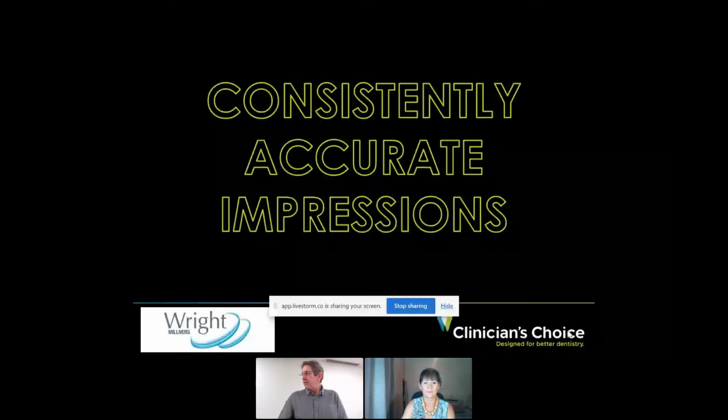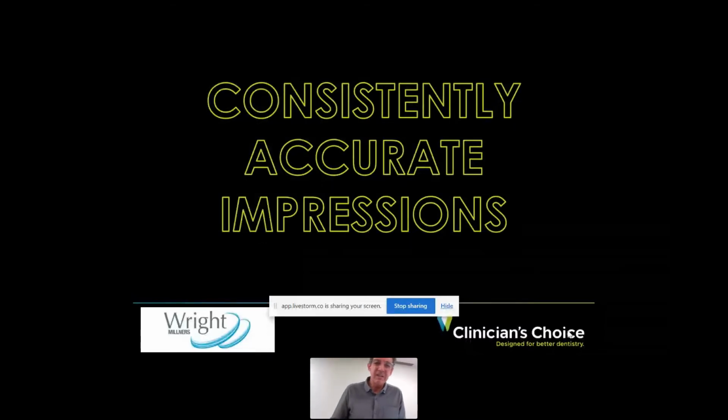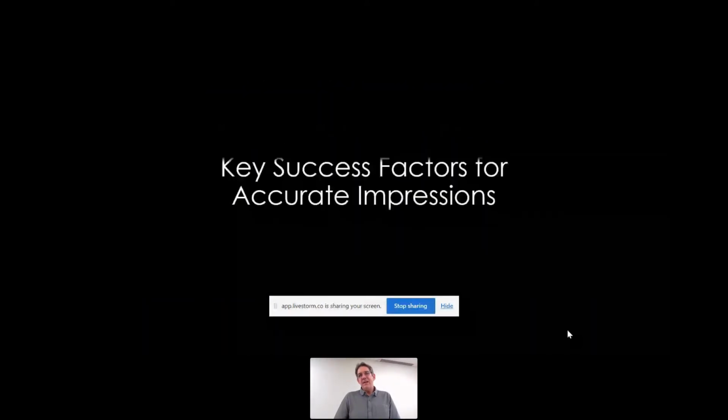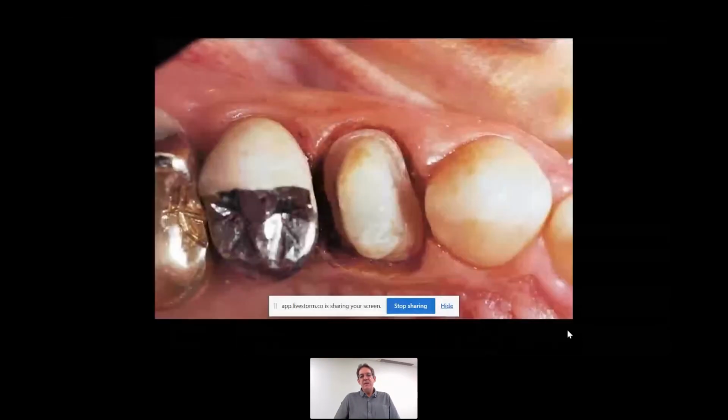Okay. So the topic of this webinar is consistently accurate impressions. There are a number of key success factors that one has to take into account to ensure that we can get an accurate and predictable result. Number one is we need profound hemostasis. We need the area where the impression is going to be taken to be free of any sulcular fluid, blood, or any contaminants.